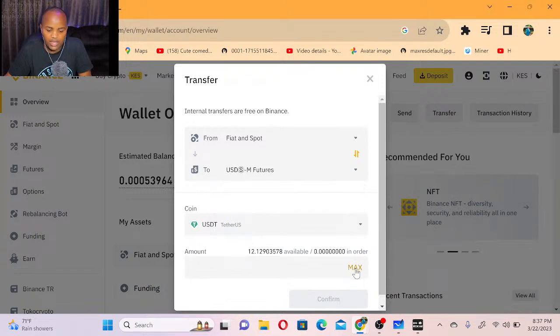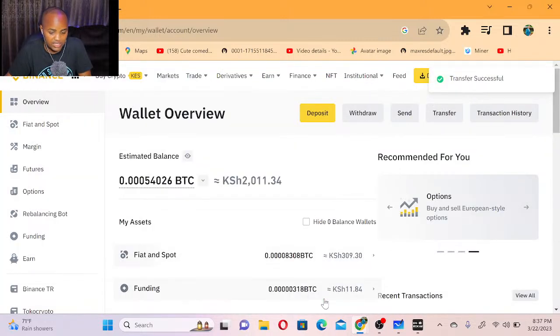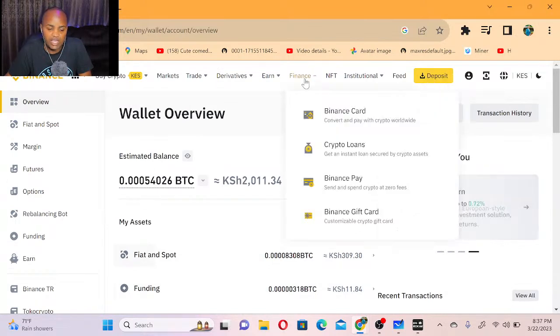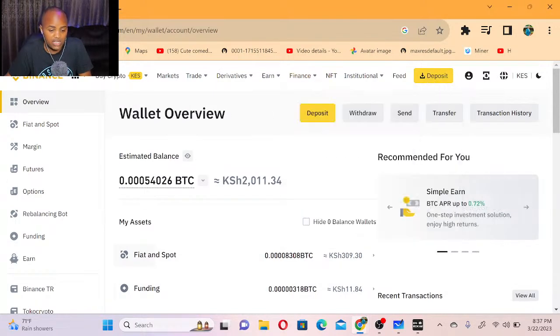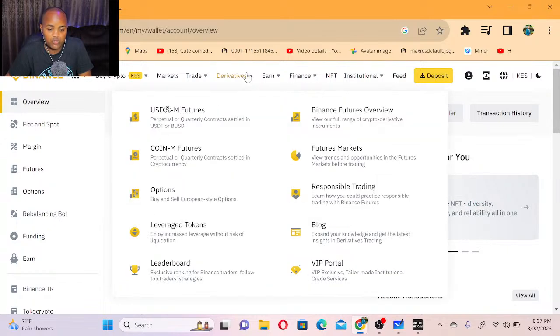Okay, and then you can see I have 12 USDT. The minimum you can use to trade is actually 10 USDT. So I have transferred, and what I'm going to do over here is show you how to trade. It's very easy. I'll be withdrawing too, to also show you how you can do this. Remember, I'm going to trade Bitcoin.